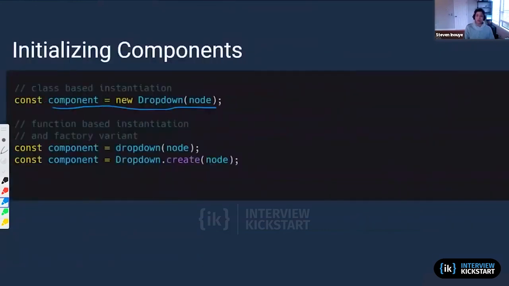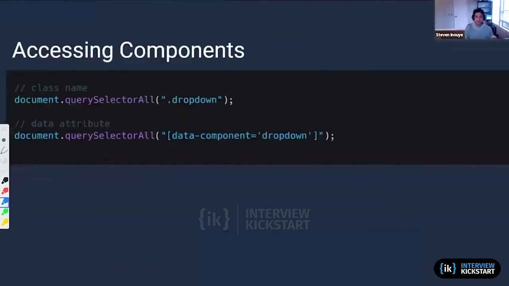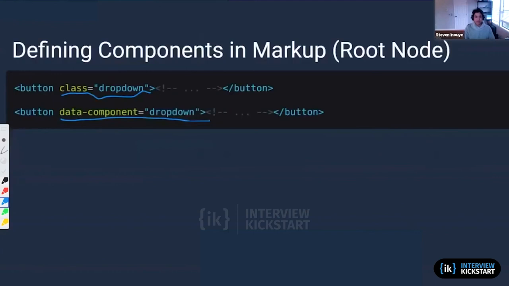All right, so we just looked at 3 different types of instantiations. So this is how you can instantiate. This is how you can actually get your query selector from your DOM. And this is how we're actually going to plan our HTML.